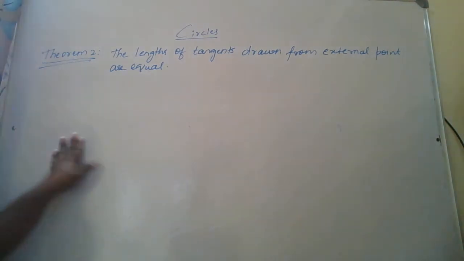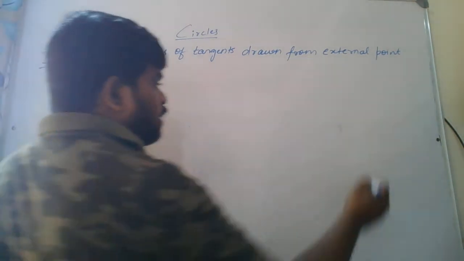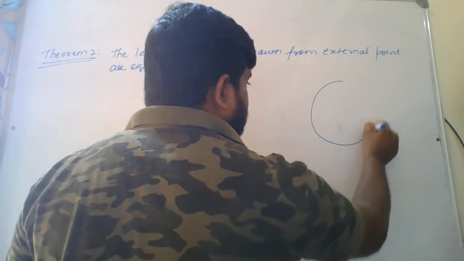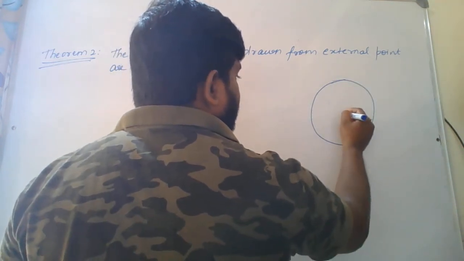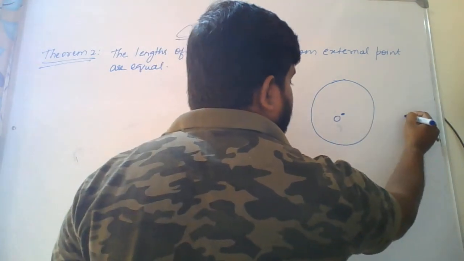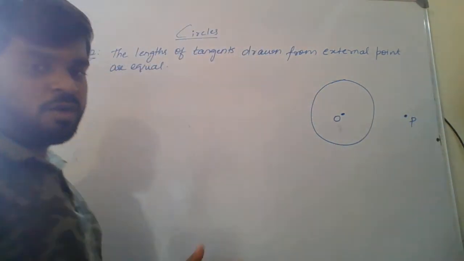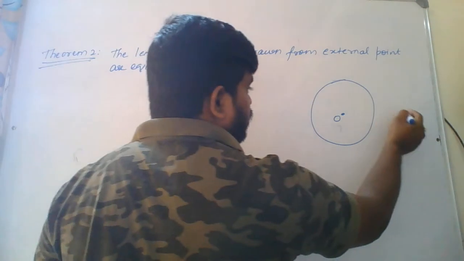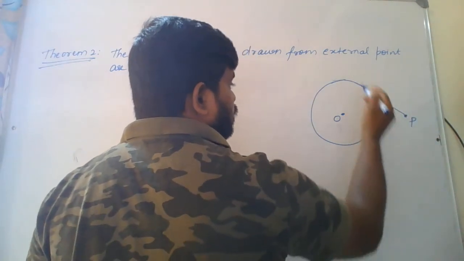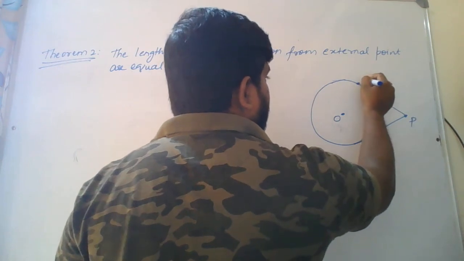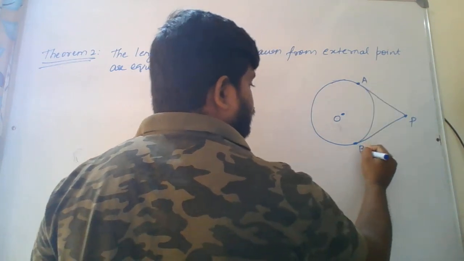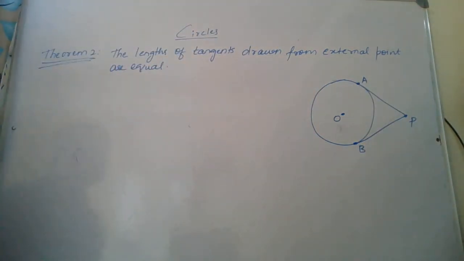99.5% you're going to get this for your exams. Okay, so let's take a circle with center O. Let's take a point which is an external point outside the circle. From this I can draw two tangents: one is PA, another one is PB.